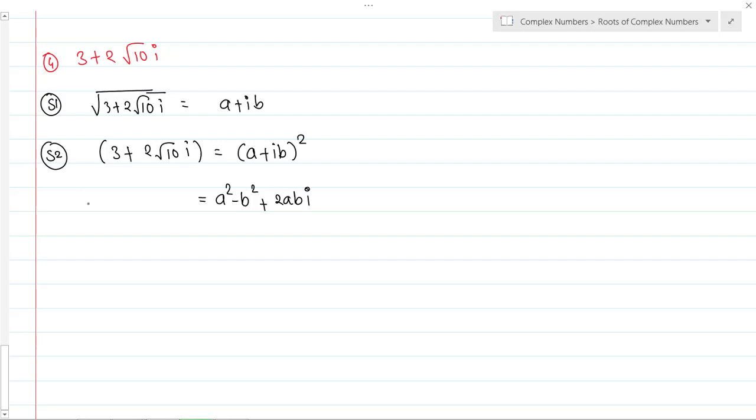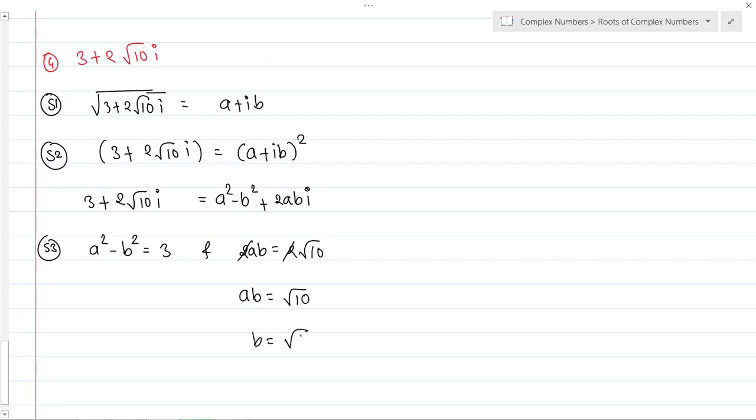So separating the real part and the imaginary part, what will I get? Step number 3, a² − b² = 3, and 2ab = 2√10. So here the 2s cancel. So I will get ab = √10. From that, what does b come to? It is √10 upon a. So let's substitute b = √10 upon a in this equation.